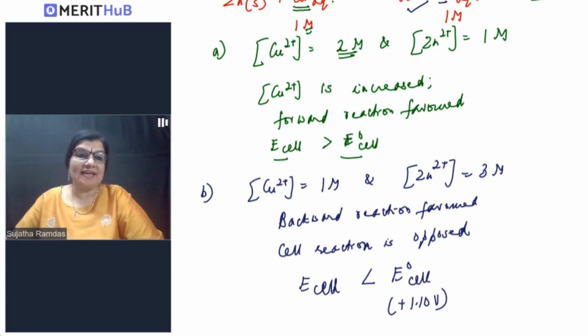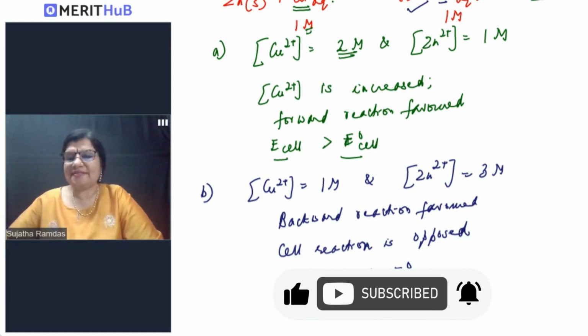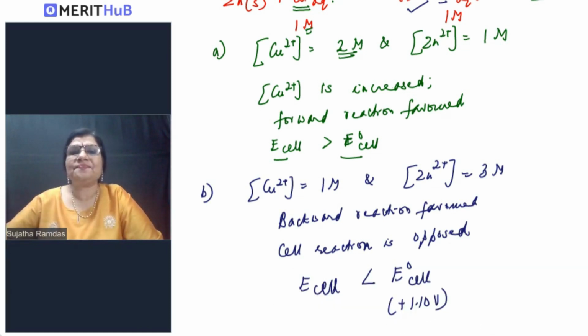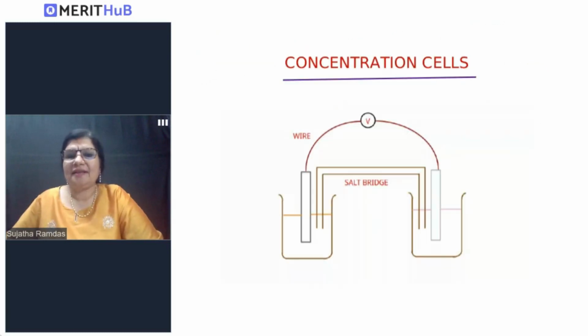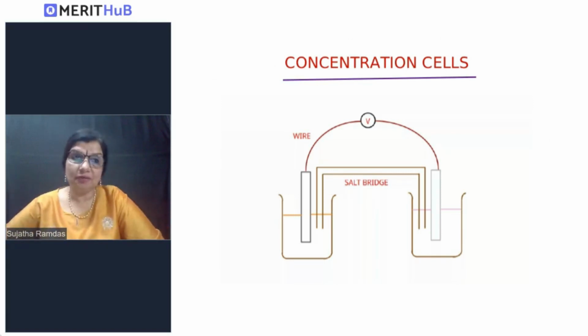So you notice that the cell potential is dependent on the concentration of the solutions taken in the half cells in a galvanic cell, right? So now let's continue with our discussion. Okay. Before we discuss the mathematical relationship between the cell potential and the concentration of solution, let's do a quick recap of what is meant by a concentration cell.